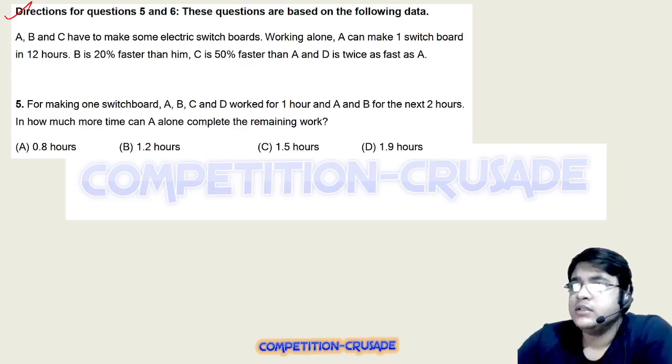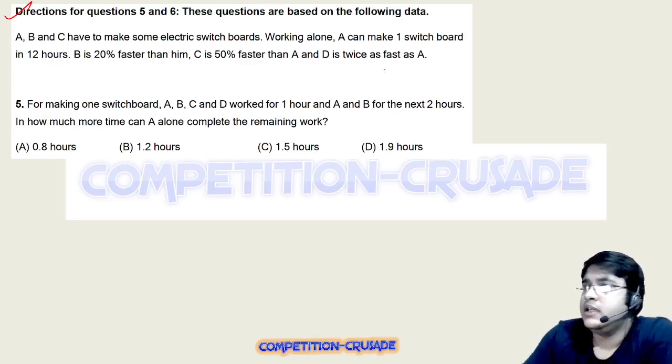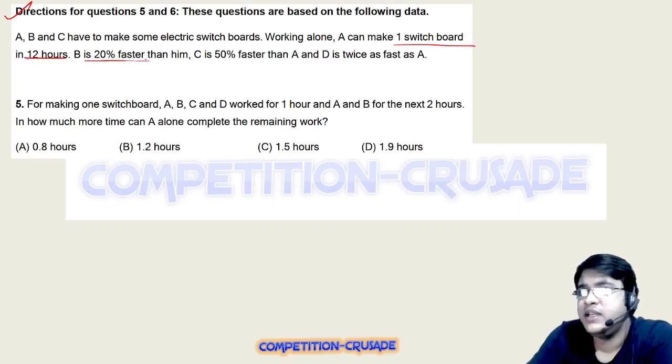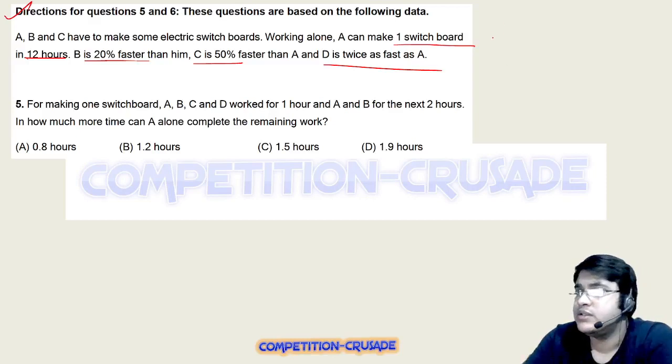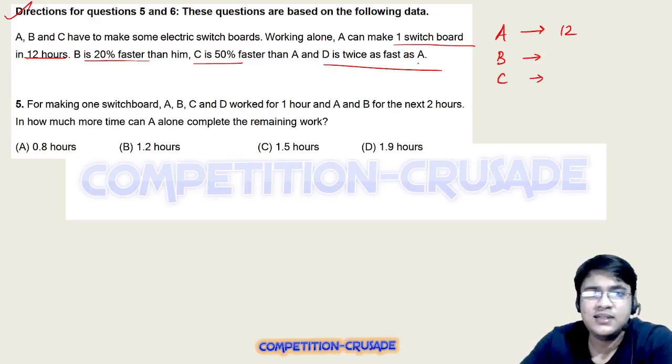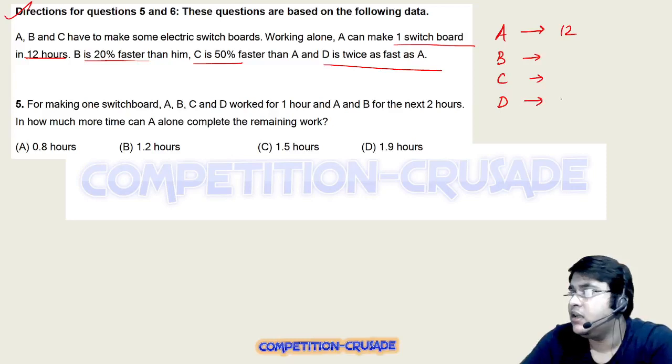A, B and C and D have to make some electric switch working alone. A can make one switchboard in 12 hours. B is 20% faster than him. C is 50% faster than him, and D is twice as fast as him. So one thing that I can do straight away is write for A, it is 12 hours. Right now I am concerned about the rates at which they can do it. B and C I will explain in a while, but since it is written that D is twice as fast as A, D will take 6 hours.